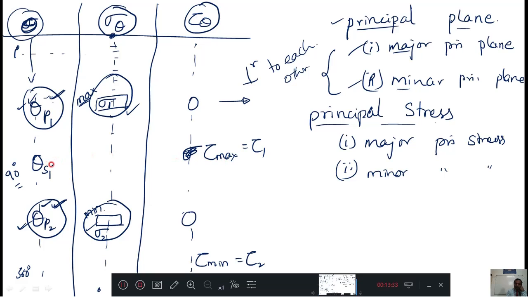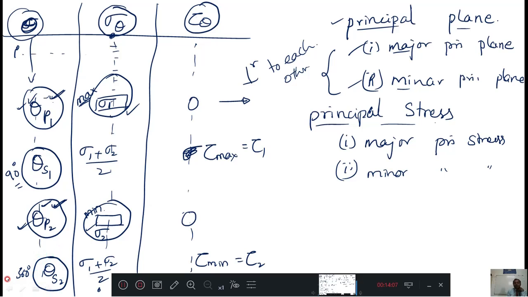Then on the shear plane, what is the normal stress? It is not zero. It is the average of sigma 1 and sigma 2. Then wherever the plane is where tau is minimum, on that plane the normal stress is also (sigma 1 plus sigma 2) by 2, the average of principal stresses. Understood? This is very important. This I will call theta S2. Then again the very interesting thing I can observe is that theta S1 and theta S2 are perpendicular to each other. Principal planes are perpendicular to each other, and shear planes are also perpendicular to each other.